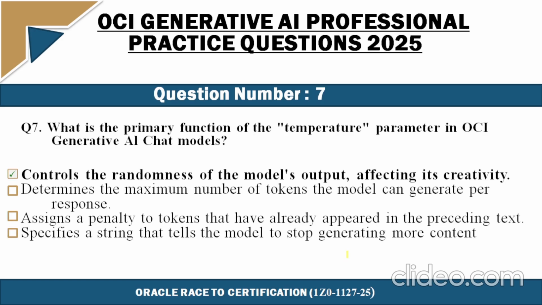Question 7 is, what is the primary function of the temperature parameter in OCI Generative AI chat models? So the correct option is option A, control the randomness of the model's output and affecting its creativity.